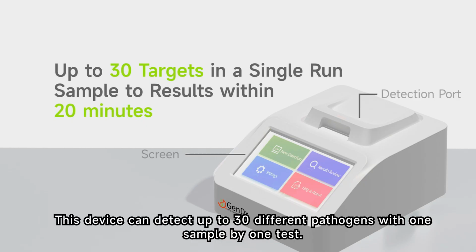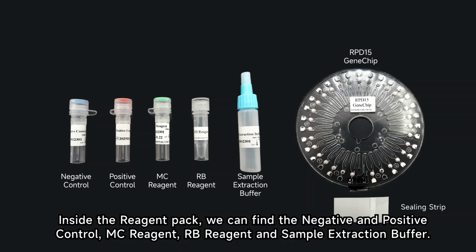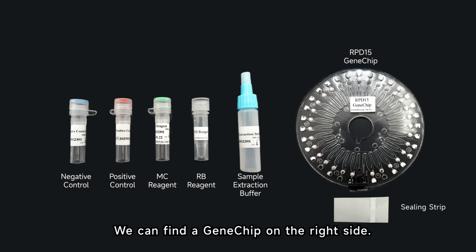This device can detect up to 30 different pathogens with one sample by one test. Inside the reagent pack, we can find the negative and positive control, MC reagent, RB reagent, and sample extraction buffer. We can find a GenDx on the right side.